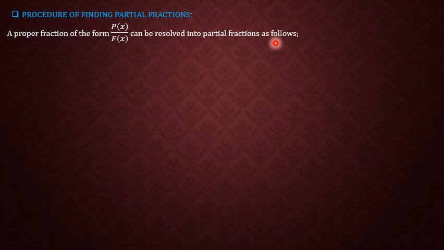There is something that's specified here. A proper fraction of the form can be resolved into partial fractions as follows. So this fraction is actually a proper fraction. Being a proper fraction, it means that the degree of p of x here is less than the degree of f of x in the denominator. Now it can be resolved into partial fractions as follows.